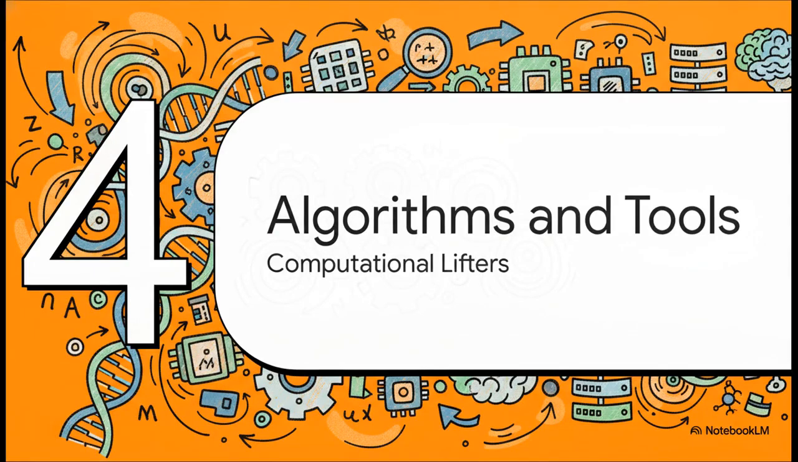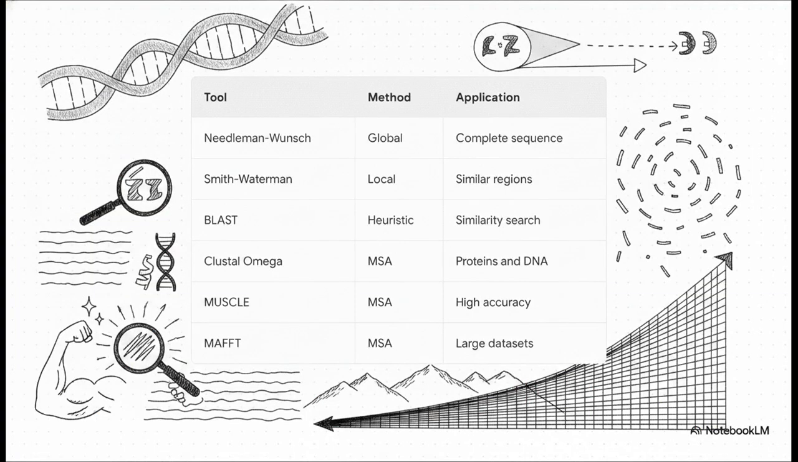That brings us to Section 4, algorithms and bioinformatics tools. Bioinformaticians have a pretty robust menu of tools to choose from, depending on the job at hand. For global alignment, the gold standard for dynamic programming is Needleman-Wunsch. If you're trying to find hidden motifs using local alignment, you'd pull up Smith-Waterman. When you're searching against massive databases, BLAST is your best friend because it uses heuristic methods for incredibly fast similarity checks. And for multiple sequence alignments, you've got Clustal Omega for standard comparisons, MUSCLE for rapid high accuracy, and MAFFT, which is perfectly designed to handle huge, large-scale genomic datasets.